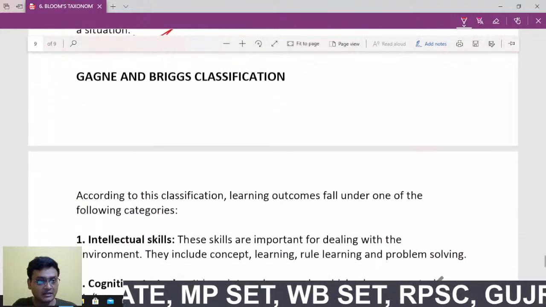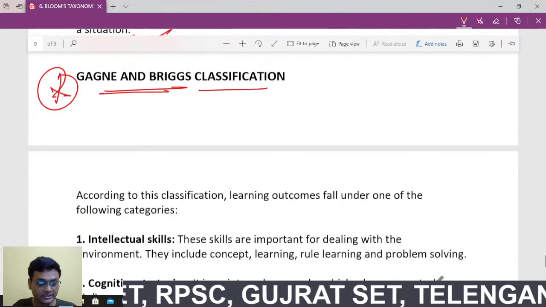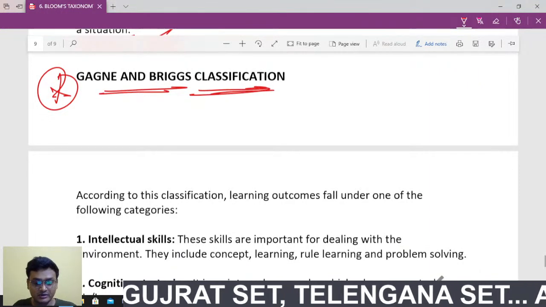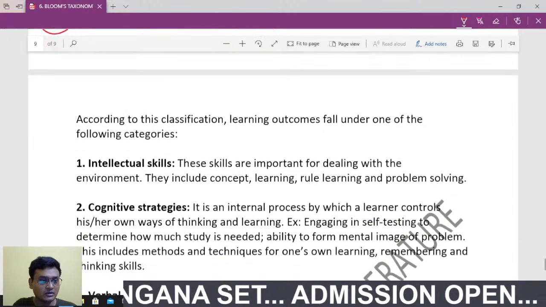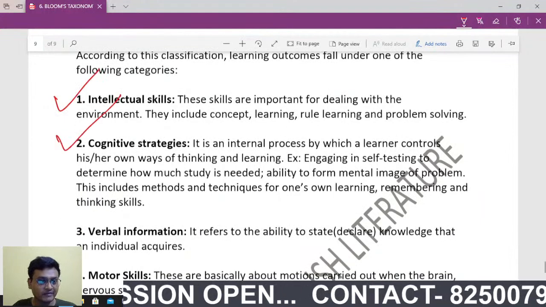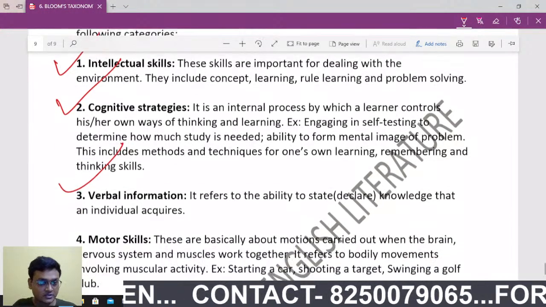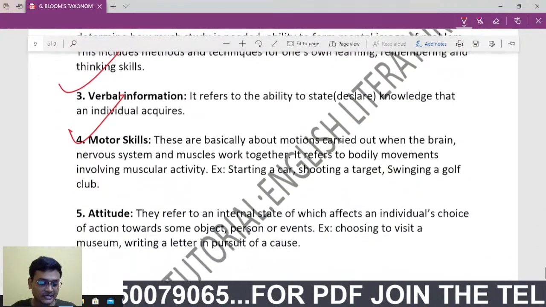And here another instruction object was given by Gagne and Briggs classification. Okay, so Gagne and Briggs, that is not so important, but just read it out. Intellectual skills, cognitive strategies, verbal information, and motor skills. Okay, and motor skill. ठीक है, as well as attitudes also.